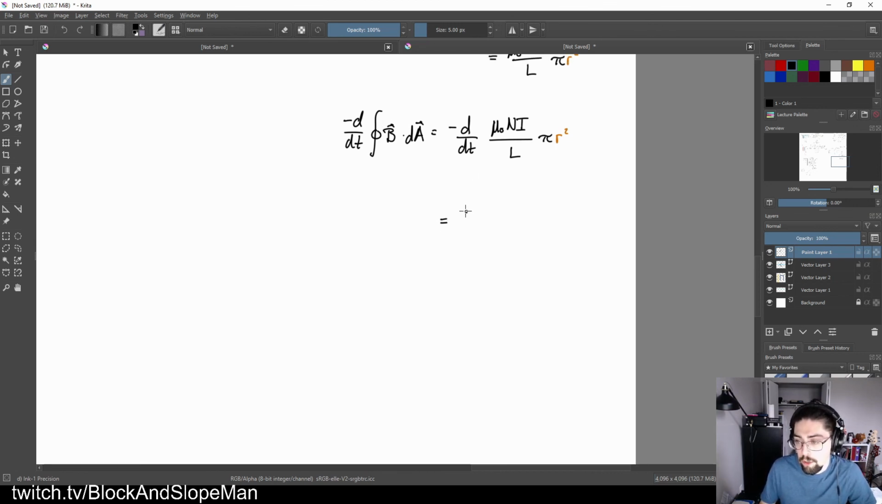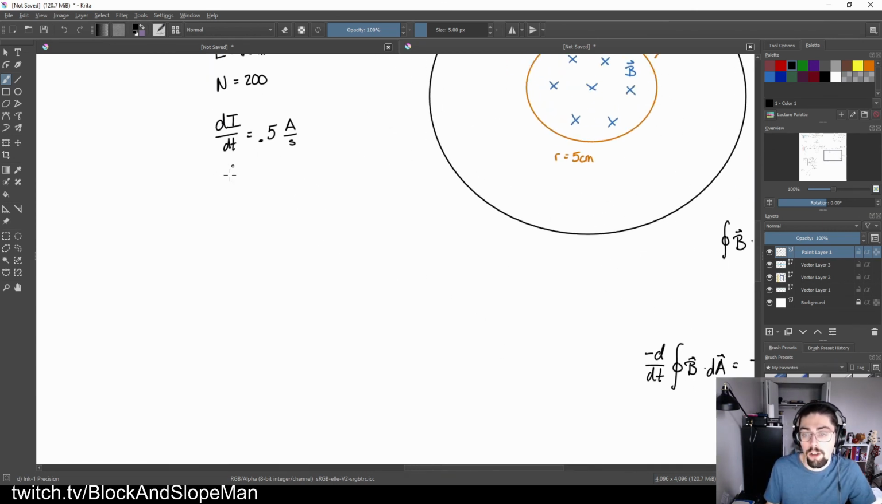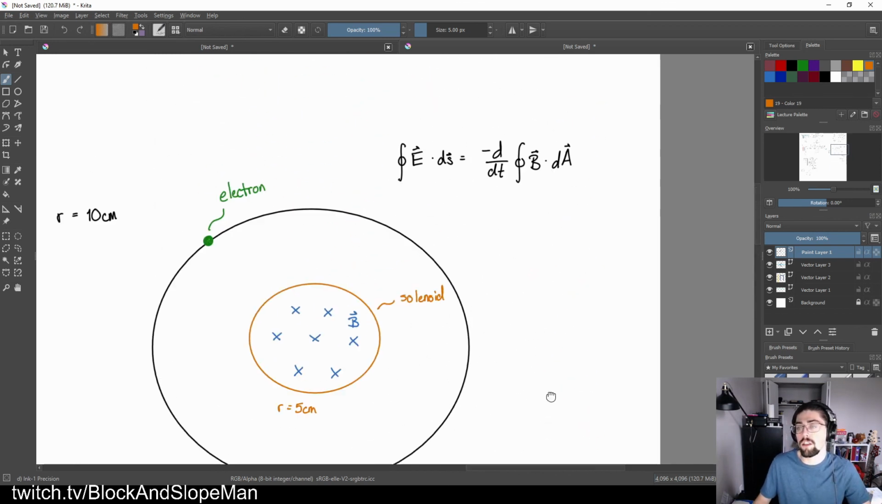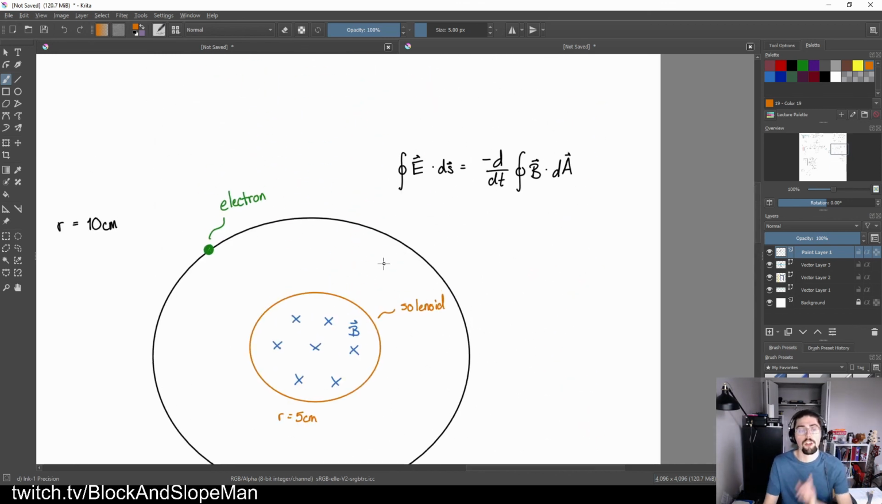And we're in luck here, because dI/dt is actually a quantity that we do have. Remember, dI/dt was the 0.5 amps per second that was given to us in the problem. So we've got negative dI/dt times mu naught capital N over L times pi r squared. Perfect. So that is the right side of the equation taken care of.